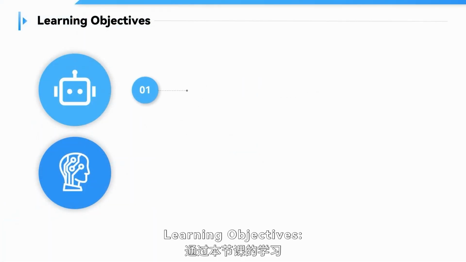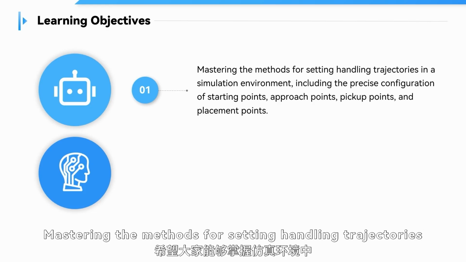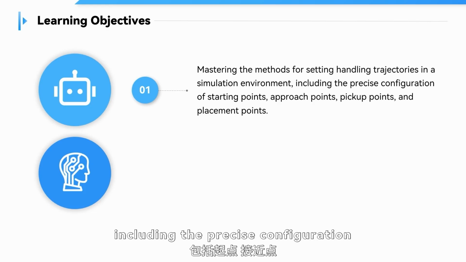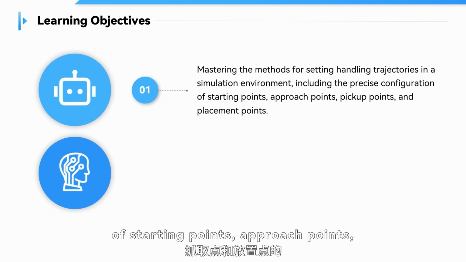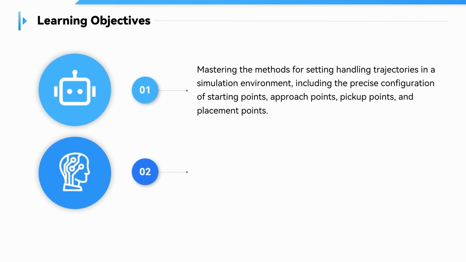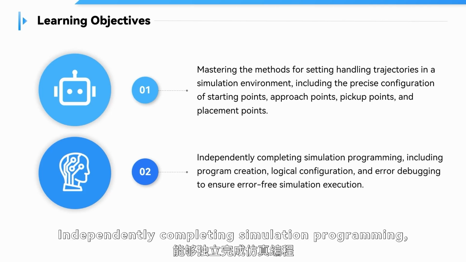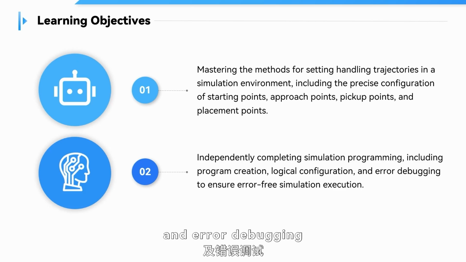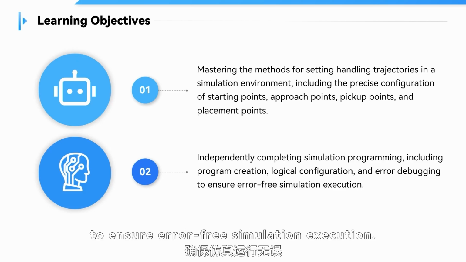Learning objectives. Mastering the methods for setting handling trajectories in a simulation environment, including the precise configuration of starting points, approach points, pickup points, and placement points. Independently completing simulation programming, including program creation, logical configuration, and error debugging to ensure error-free simulation execution.